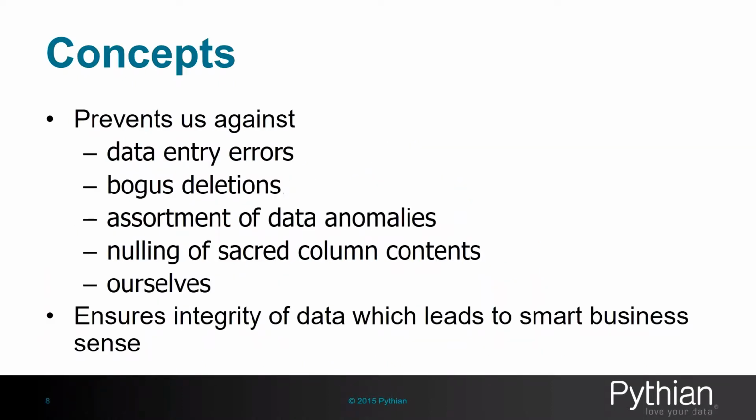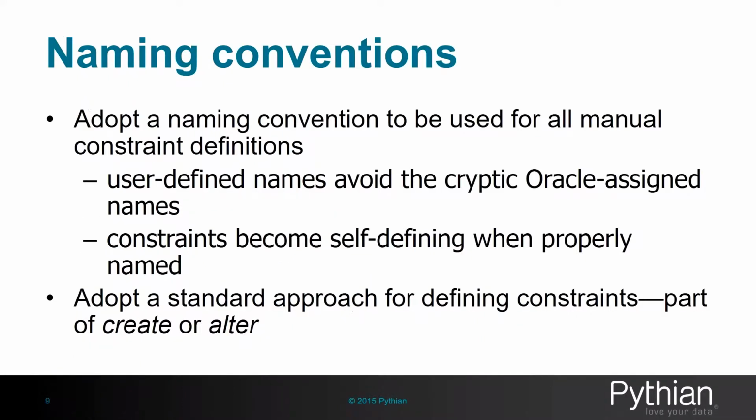Of course, the final frontier in information technology, regardless of what corner you're in, is human error. There's a lot of stuff that referential integrity does for us to protect us against ourselves, and of course the integrity of the data is something that contributes to the making of smart business decisions. And then we're into naming conventions.